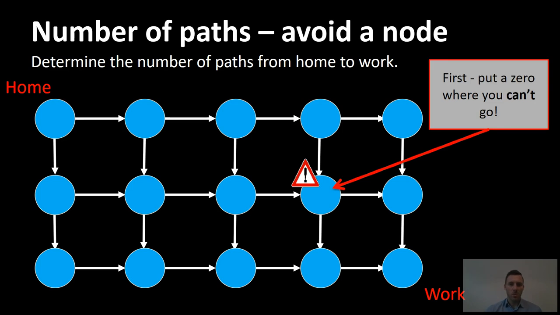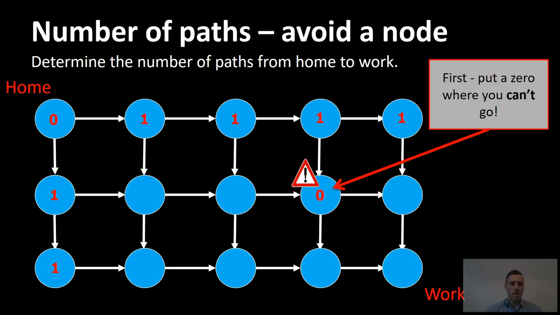In this case, first we put a 0 in the node that we need to avoid. Then we follow the same process as the number of paths. We write a 0 in the home node. We then look to the next step in our journey. From the home node, there are 2 possible nodes we can move to, so we write a 1 in each of those. Again, there's only one possible path across the top and down the left, so we can write a 1 in all of those nodes.